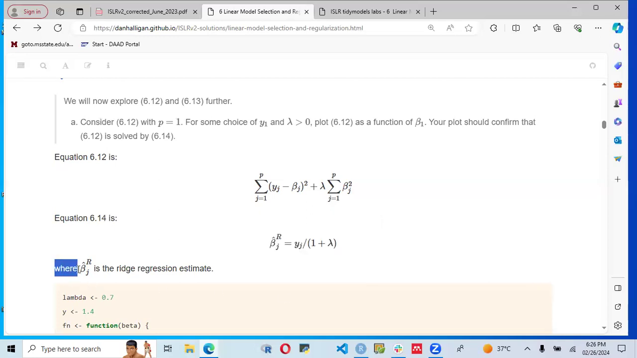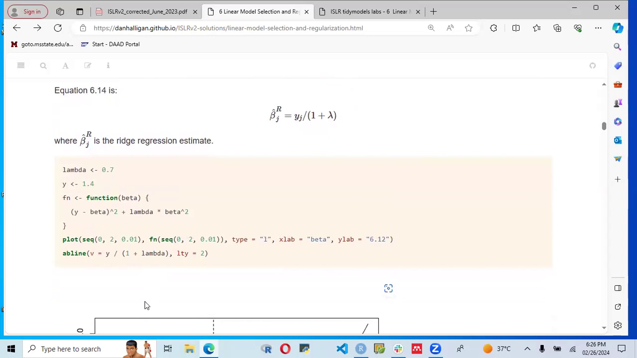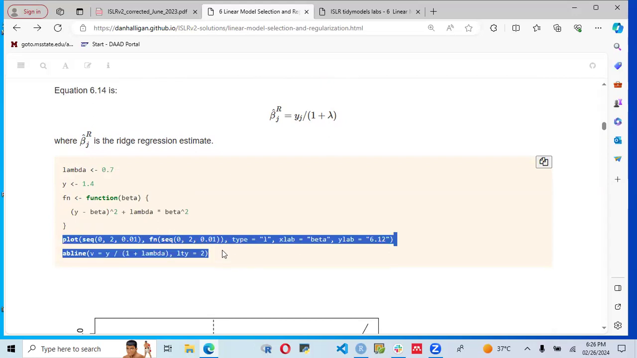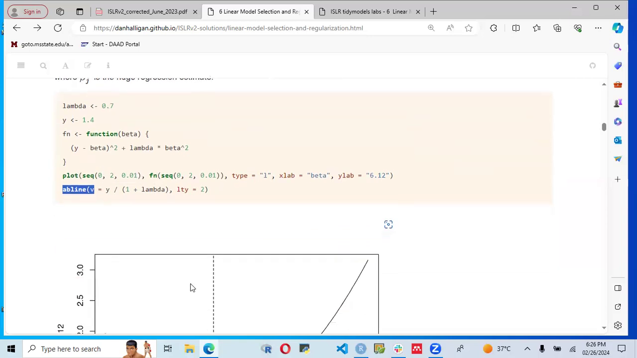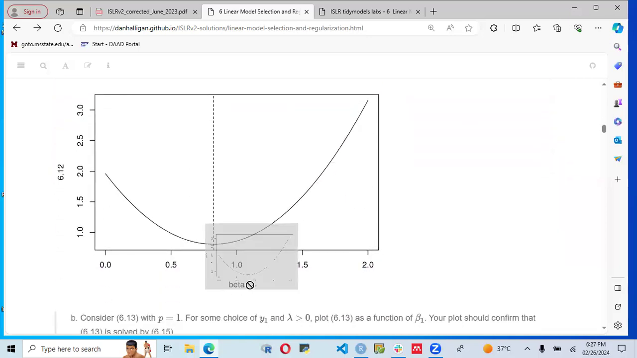So here we have beta j hat R, where R is for ridge, the ridge regression estimates. So here we have lambda as 0.7, we have y as 1.4, then we create our function, which takes only the beta value. So we define the function. We create the plot using this. Then we put the best fit line using the abline function. So we can see these are the beta values. We go from this value to this value. So we just got this.